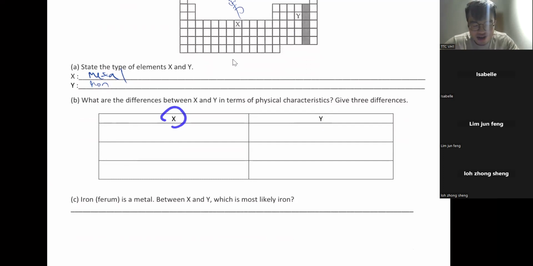Okay. Right. So B, difference between X and Y. Okay, so yes, shiny and dull. Okay, shiny and dull. What else? What else? What is the beating to any shape one? Malleable, good. And Y is brittle, yes.